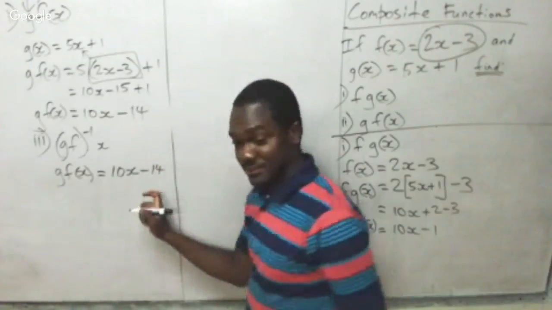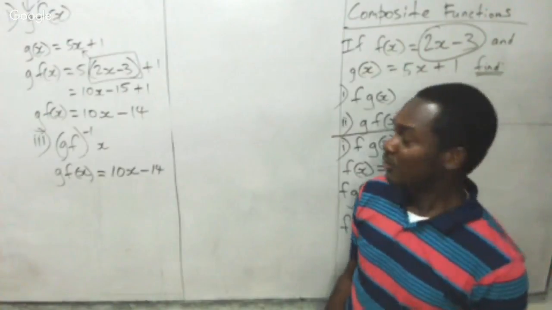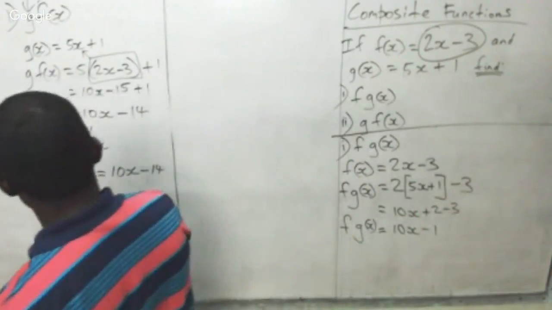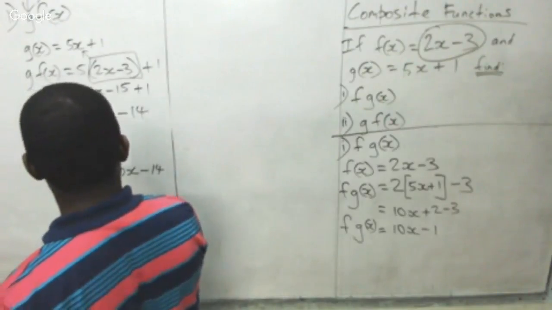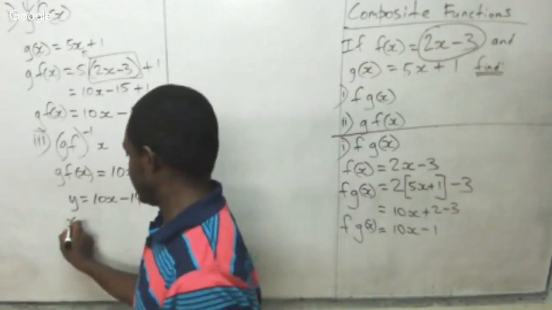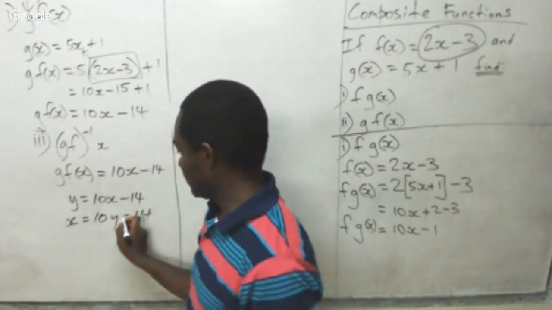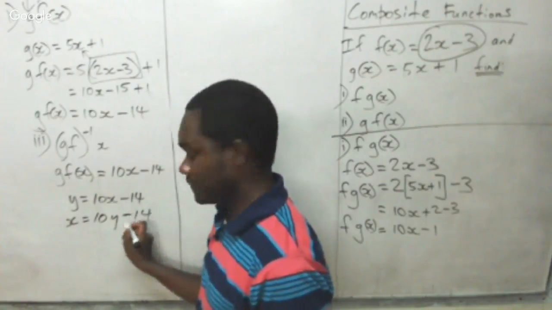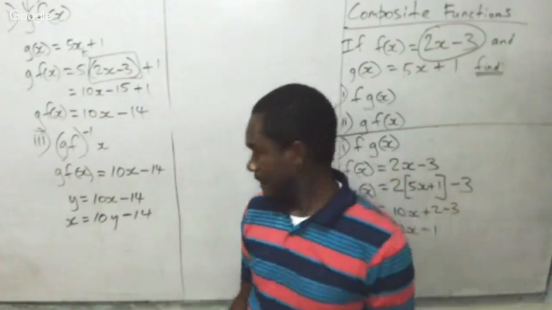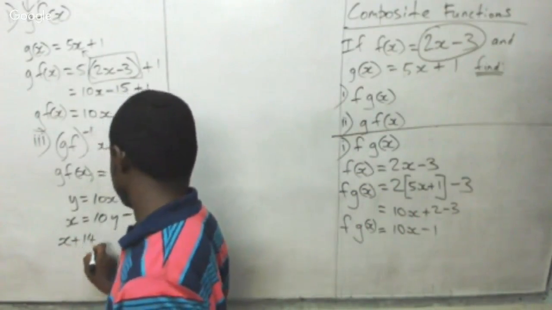So what is the first step? Let it be y. Very good. So this now is just y. So y is equal to 10x minus 14. Next step: switch. x equals 10y minus 14. What's the objective? Make y the subject. So what are we going to do? We are going to add 14 to both sides. Very good. So x plus 14.